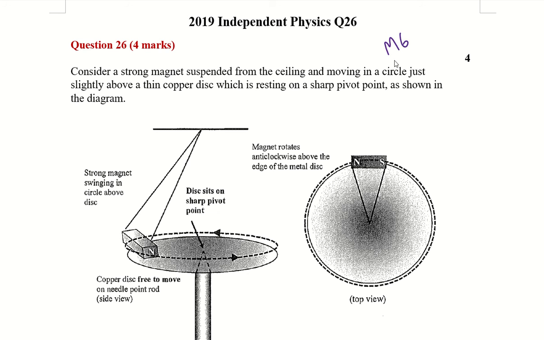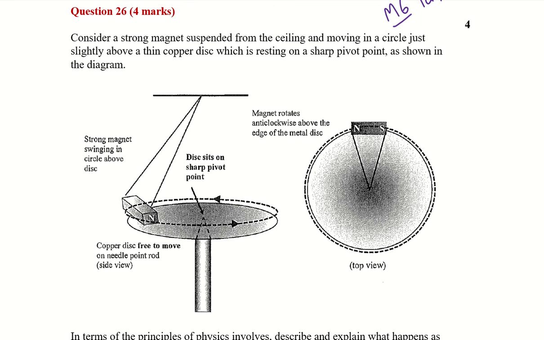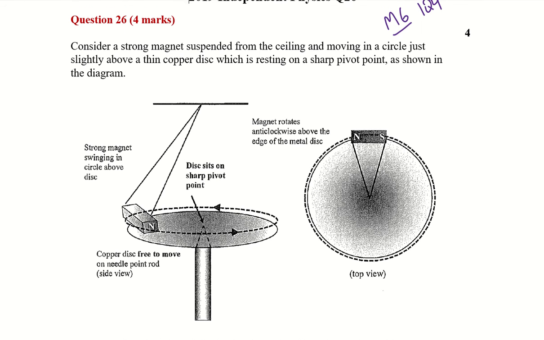So this is for Module 6 Inquiry Question 4. This is the 2019 Question 26 independent paper. Let's have a look at the question. It's worth 4 marks in total.